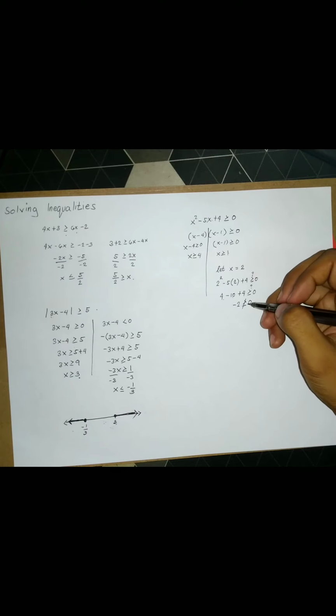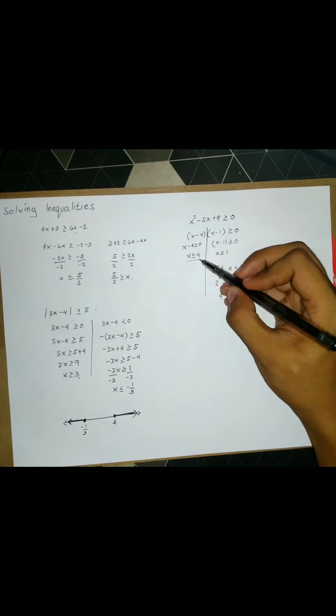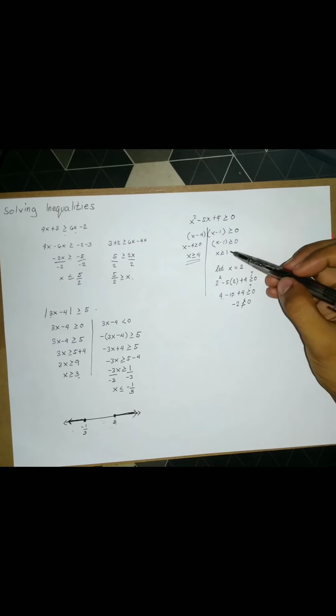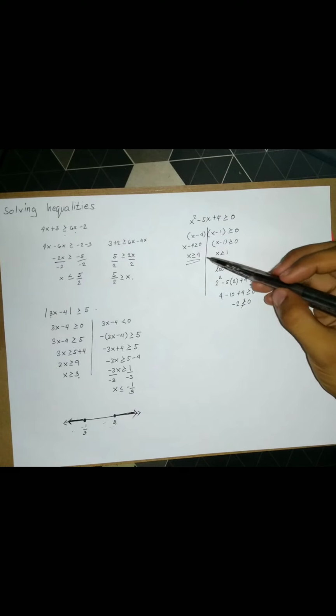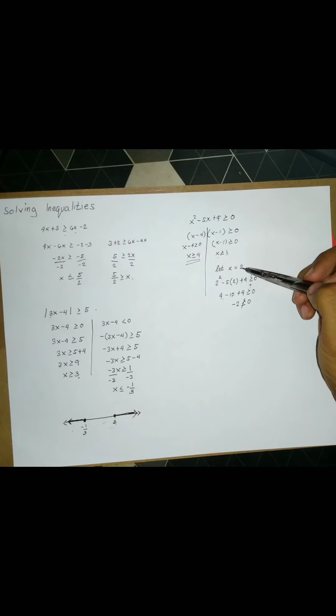So meaning, the answer or the solution to this are all numbers greater than or equal to 4 and 1. Take note, it says there x is greater than or equal to 1. So 2 did not work.